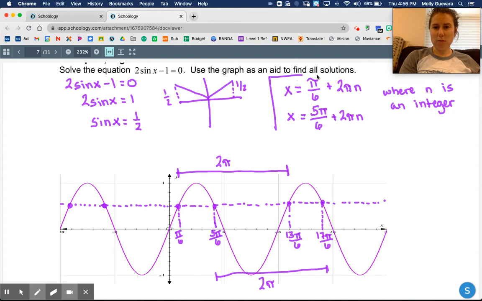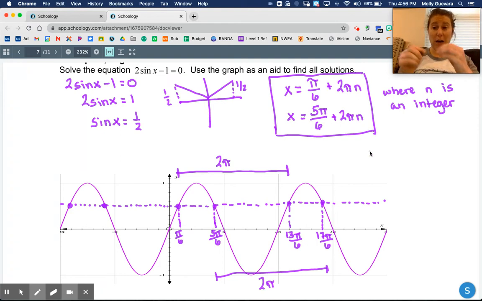So we use what we just did on the warm-up to find the 2 initial values between 0 and 2 pi. And then we have to always add either one period, whether one period is 2 pi, like with sine and cosine, or if one period is pi, like tangent and cotangent. Okay.